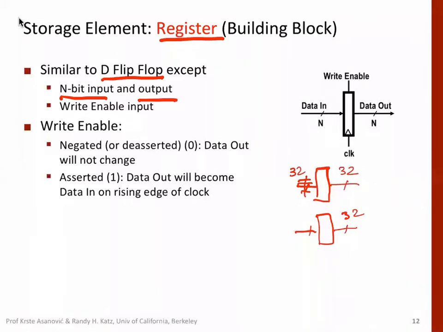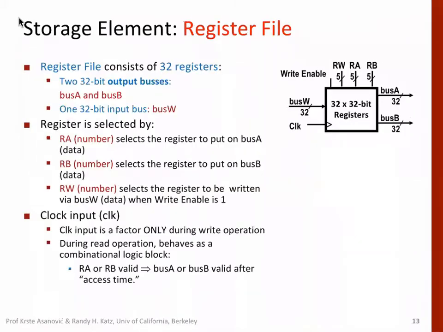When the write enable signal is negated, or 0, then data out will not change. It means that whatever value is inside the register will be available all the time. Only when write enable is 1 does data out become data in, after some delay, on the rising edge of the clock. These points we have already discussed; this was just to repeat.